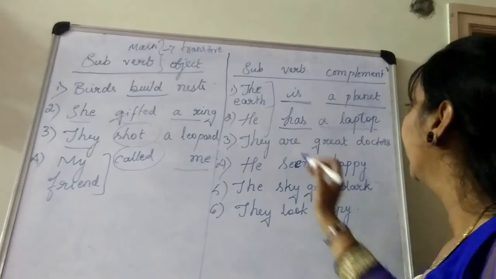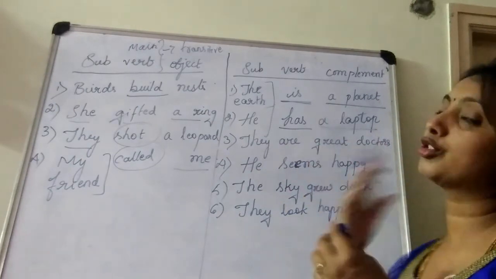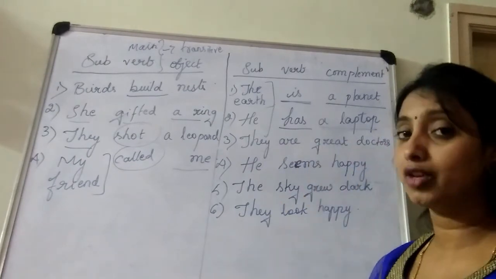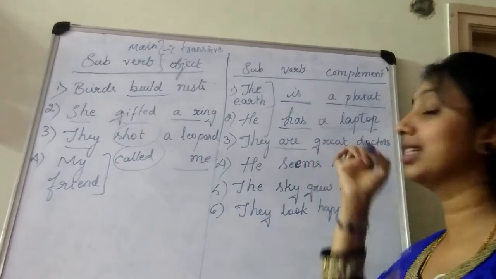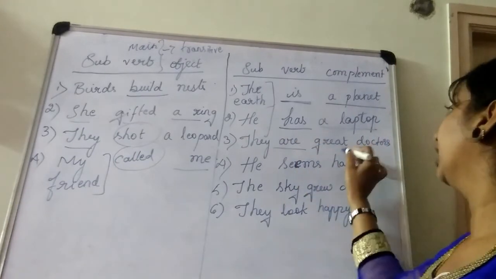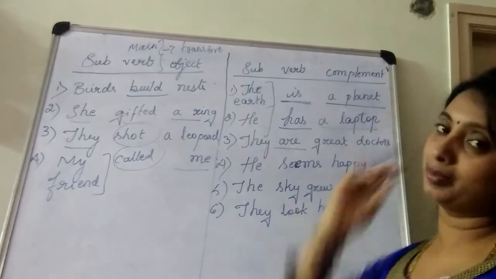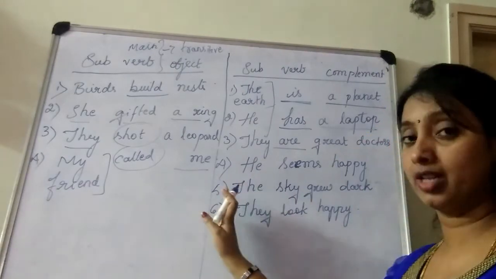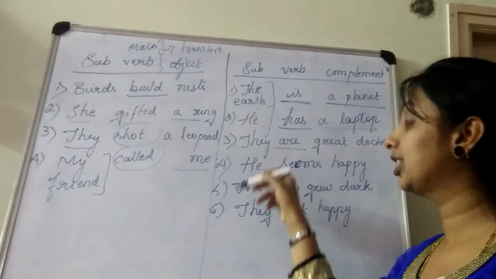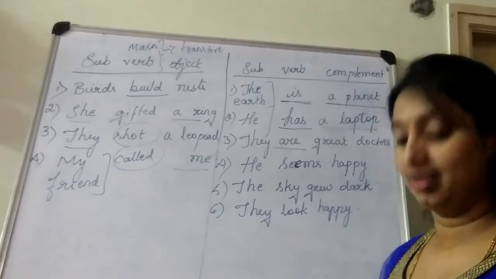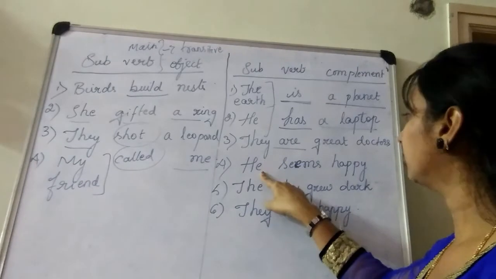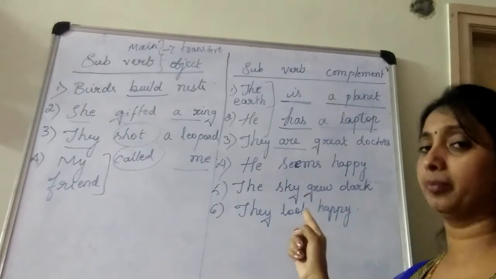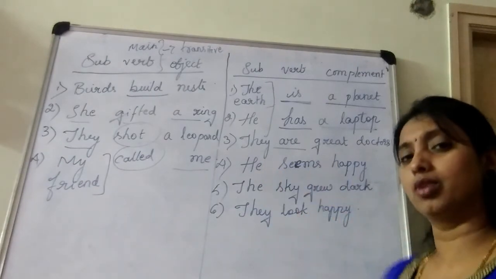Next sentence. They are great doctors. So which is the linking verb here? Are is a linking verb. So great doctors is a complement. Now here comes the confusion to us. The fourth, fifth, sixth sentences. Let me see this. He seems happy. Seems is a main verb.